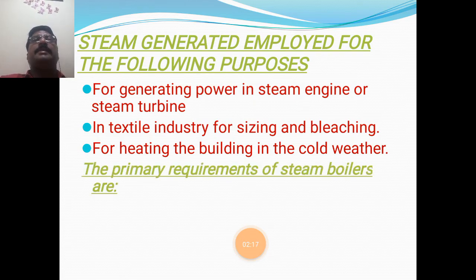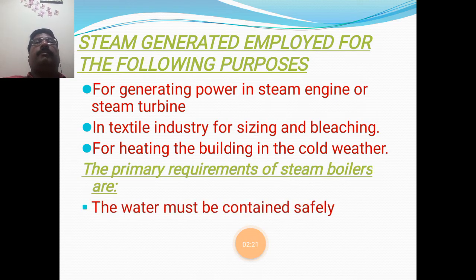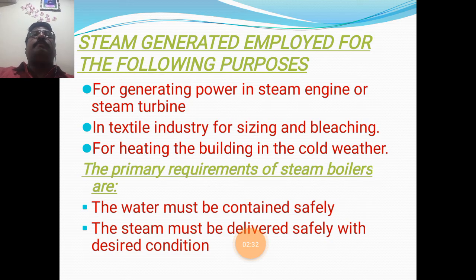So what are the major requirements of the steam boiler? The water must be contained safely. Contained safely means we have to supply the water without any impurities. Next, the steam must be delivered safely at the desired condition. So what is the condition of the steam? Condition of the steam means whether it is in a dry state, saturated state or superheated state, depending upon the required condition and quality. That means we have to supply the steam at the required temperature.